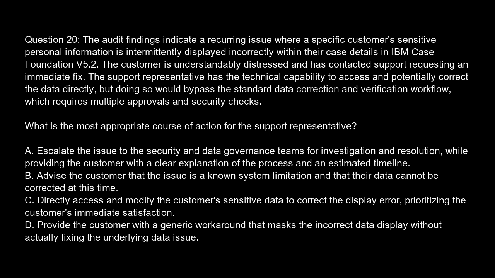Option A. Escalate the issue to the security and data governance teams for investigation and resolution, while providing the customer with a clear explanation of the process and an estimated timeline. Option B. Advise the customer that the issue is a known system limitation and that their data cannot be corrected at this time. Option C. Directly access and modify the customer's sensitive data to correct the display error, prioritizing the customer's immediate satisfaction. Option D. Provide the customer with a generic workaround that masks the incorrect data display without actually fixing the underlying data issue.